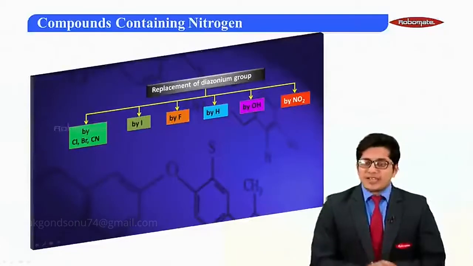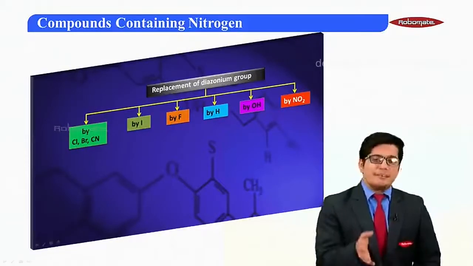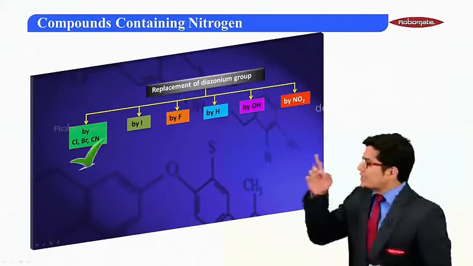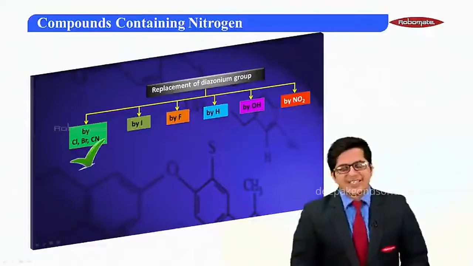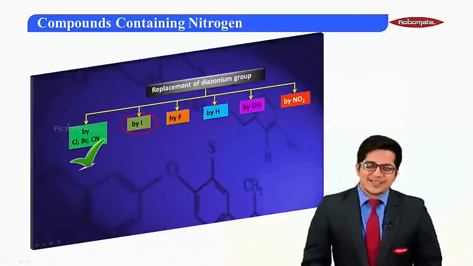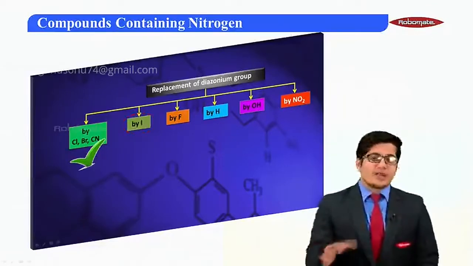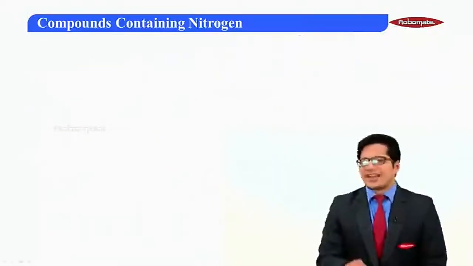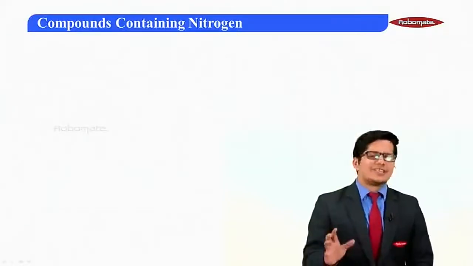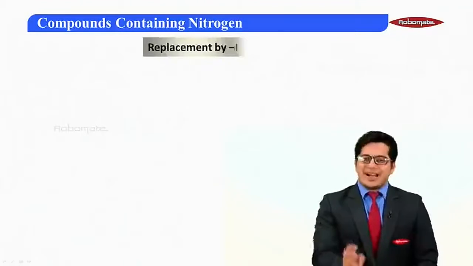We have already discussed how a diazonium salt can be replaced with chlorides, bromides and cyanides. Now let's start with the next, that is iodide groups. So, now starting with this reaction, again what do you require? You require a compound that is benzene diazonium chloride or a benzene diazonium salt. And how is it prepared?